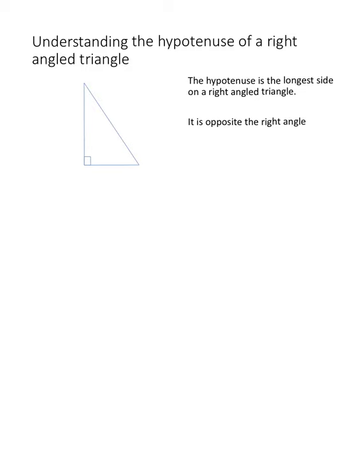So Pythagoras' theorem can be used to work out the length of a side in a right-angled triangle. It involves the two shorter sides, A and B, the two sides perpendicular to each other. And C is the side opposite the right angle, which is called the hypotenuse.